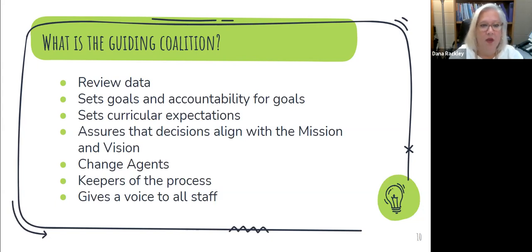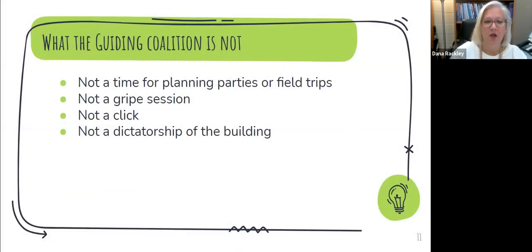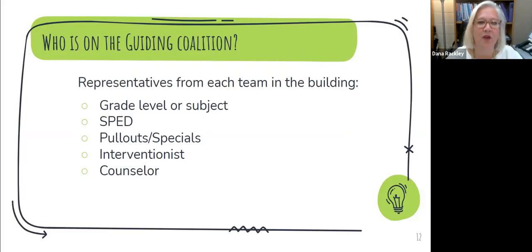And then on the next screen, oh no, it's the one after. Go ahead and skip ahead one, and then we'll come back to that one. Okay, so who is on the guiding coalition?